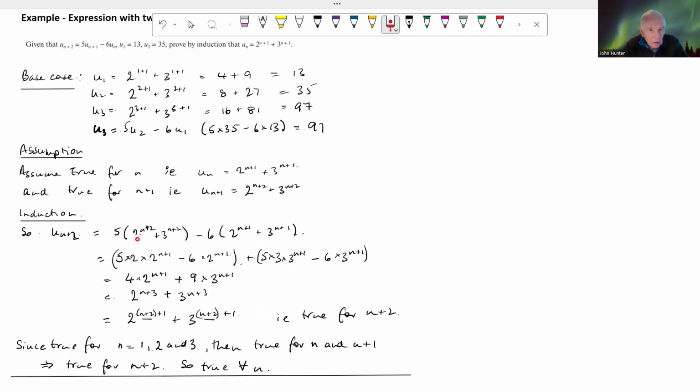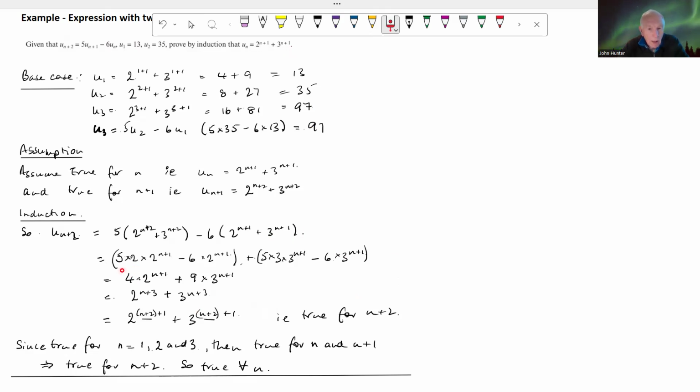So we've basically got 2 to the power of n plus 1 plus 1. So that's 2 to the power of n plus 2, plus 3 to the power of n plus 1 plus 1, which is that, minus 6 times un, and un we can read off here: 2 to the power of n plus 1 plus 3 to the power of n plus 1. So where's that leave us?